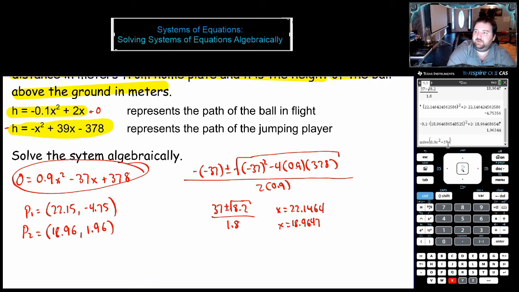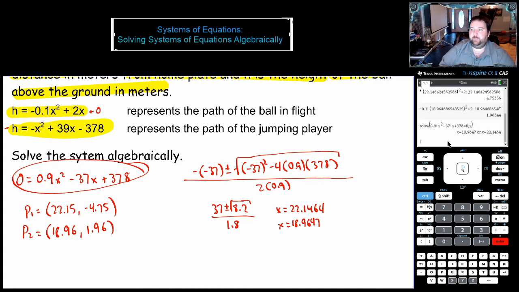minus 37x plus 378 is equal to 0. So there's my equation. And then I'm going to put a little comma here, and this is telling it what I'm wanting it to solve for is x. And there we go. I hit enter and it pops out. It does the quadratic formula basically for me. And you see here 18.9647 and 22.1464.